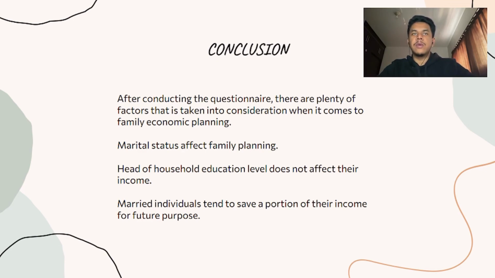Some of the socioeconomic factors that affect family economic planning: marital status affects family planning, head of household education level does not affect their income, and married individuals tend to save a portion of their income for future purposes. In conclusion, family economic planning all comes down to factors that affect each individual, whether it is personal or general. We cannot say if a family is more economically ready and stable compared to another just from this survey, although certain individuals are more economically aware when it comes to future plans and their expenditures.